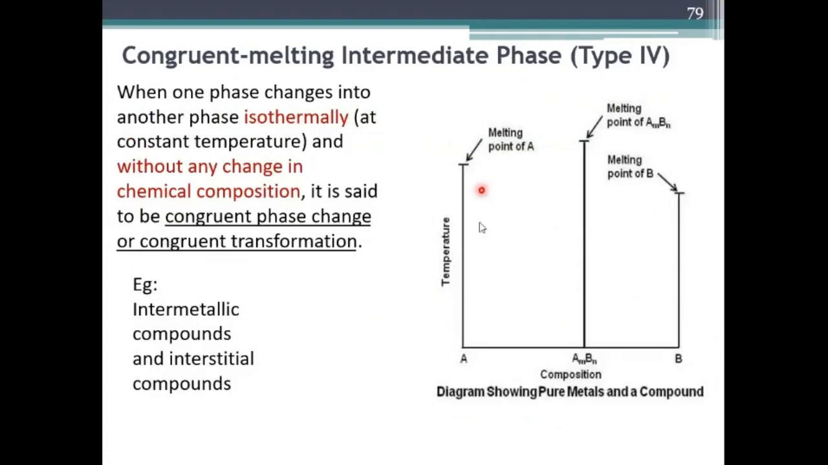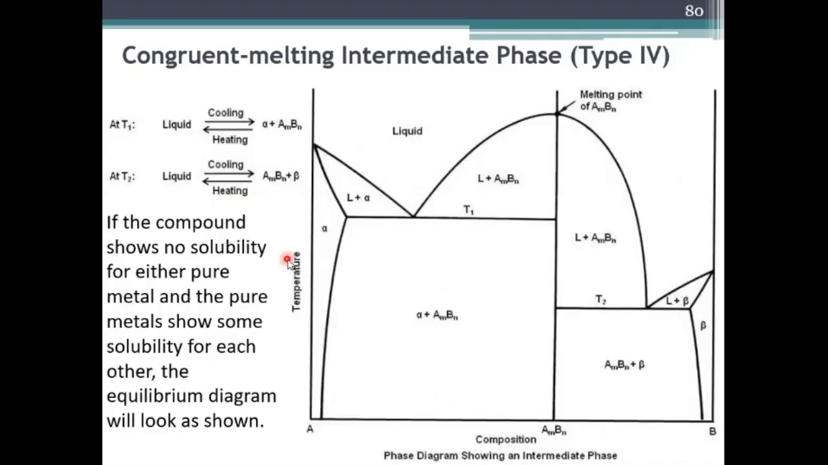Now see here, this is the melting point of A, and this is the melting point of B. In between both the melting points, you will have the melting point of that intermetallic compound AmBn. It may be of any valency. When one phase changes into another phase isothermally without any change in chemical composition, it is termed a congruent phase change or congruent transformation. So these are the things.